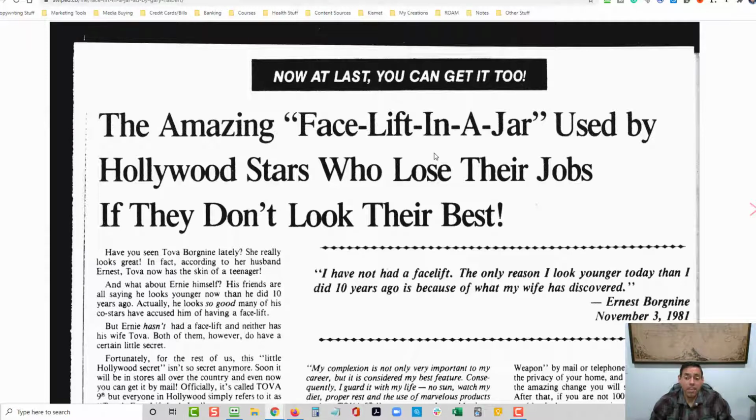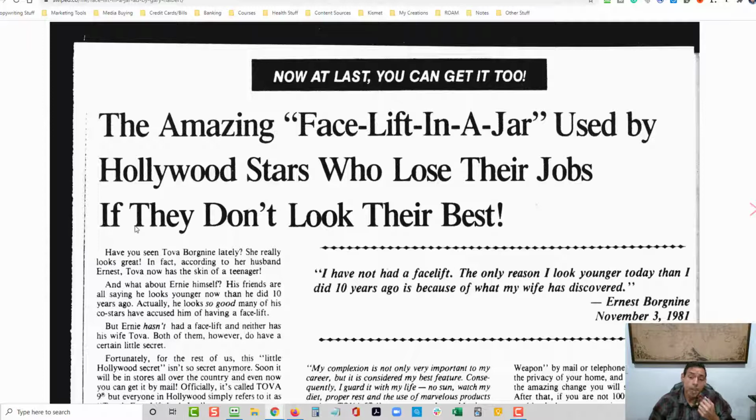So that is a very strong promise, and it's a very strong visual that you're getting this facelift in a jar. See, you may not really believe it, right? Because proof is such an important piece of being able to sell things. So if you don't believe it, well, then what are you gonna do?